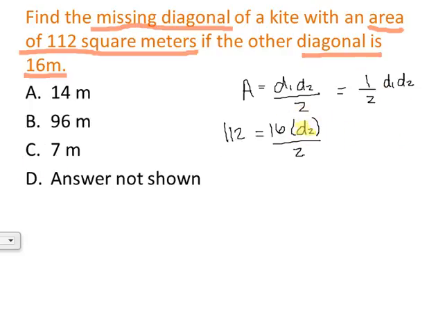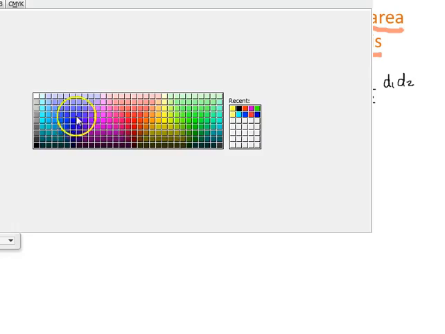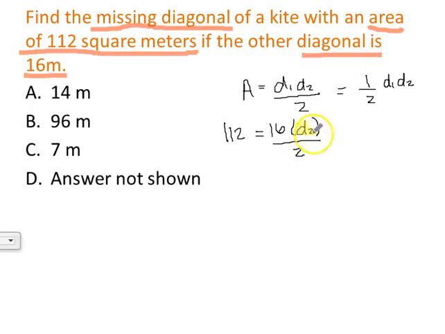So how do we solve for that? Remember, we always want to get rid of our denominators first. That's the first step, is we always want to get rid of anything in our denominator. So let's get rid of this 2. So 16 D2 is being divided by 2. What's the opposite of dividing? Multiplying. So I'm going to multiply both sides by 2, and that's going to cancel out this 2 on the right side of our equation. So 2 times 112 is 224, and that's going to be equal to 16 times D2, our second diagonal.